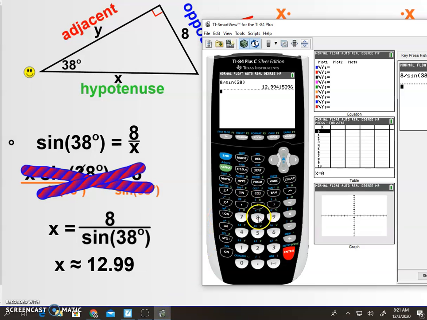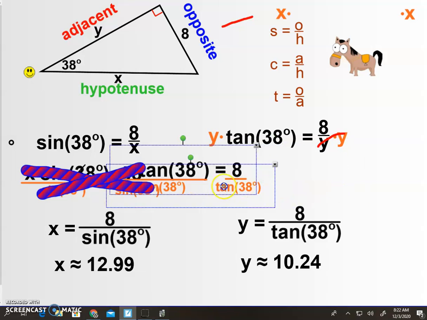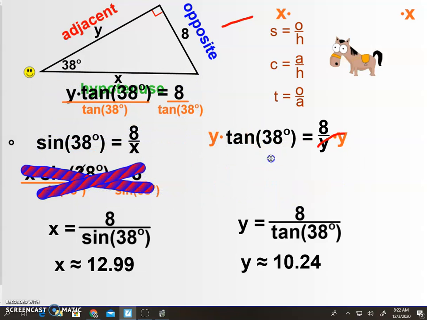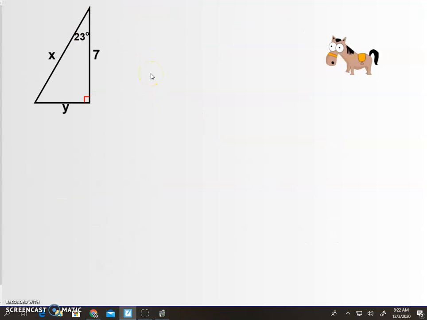So in my calculator, 8 divided by the tangent of 38 degrees is about 10.24. So y is about 10.24. And again, there are some kids who can just get rid of this step and go directly from here to there. And if you can figure that out for yourself, dynamite. One last problem, and why don't you try this one all by yourself, and then I'll kind of walk through it. So why don't you pause the video, give it a go.